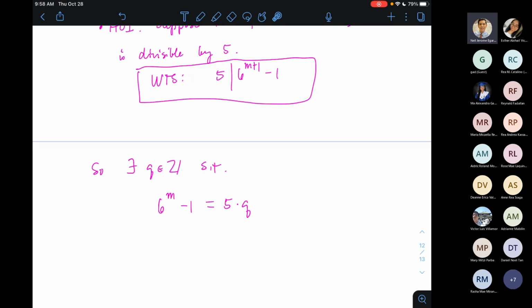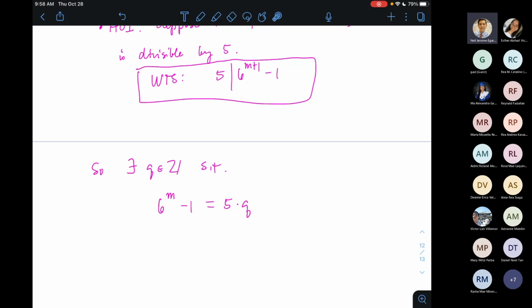Yes, Victor Luis? Sir, can we try na mag-multiply ng isang 6 to the power of m? Medyo sobra yata kung 6 to the power m yung i-multiply ko both sides. But I guess I know what you're trying to do.